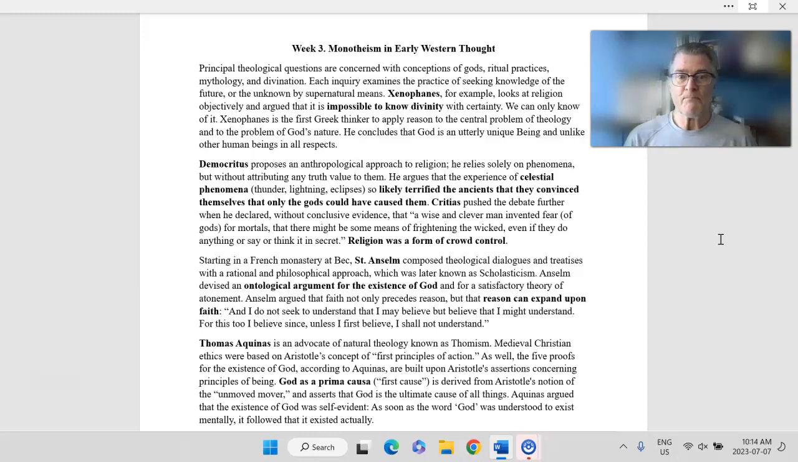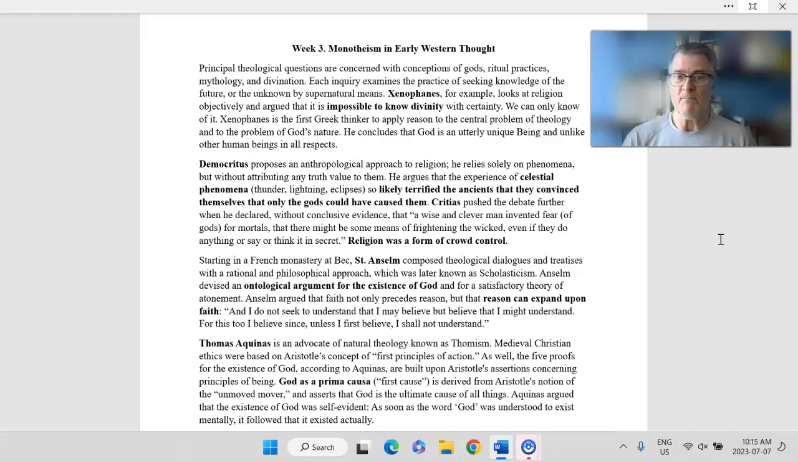And he argues that faith not only precedes reason, faith comes before reason, but that reason can actually expand faith. So he writes famously, "I do not seek to understand that I may believe, but believe that I might understand. For this too I believe, since unless I first believe, I shall not understand." So it's not as if he's twisting himself into philosophical pretzels here. It's not highly illogical, but it is a way for St. Anselm to balance these two forces, the forces of theology and the forces of philosophy.